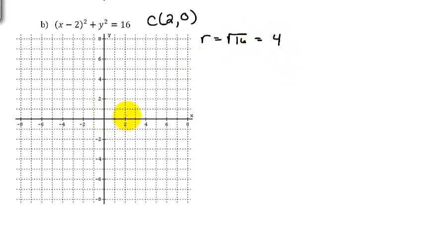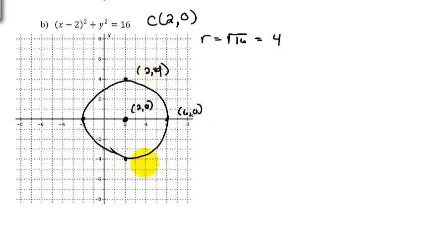So plot the center (2, 0), and then go up 4, right 4, down 4, and left 4. And then do the best you can to draw a circle. And then don't forget to label these points.